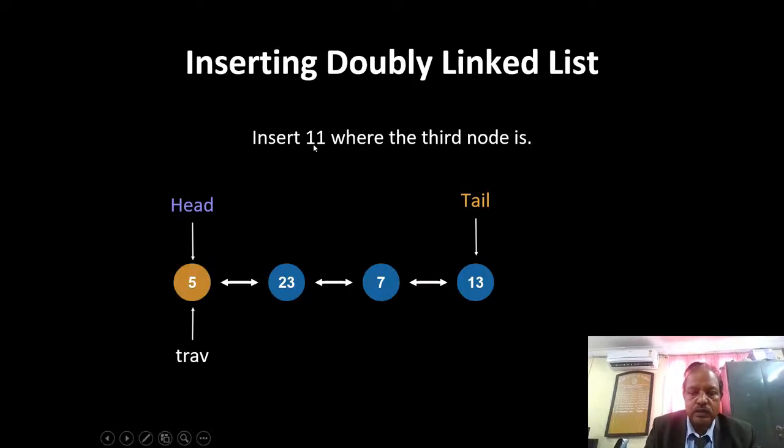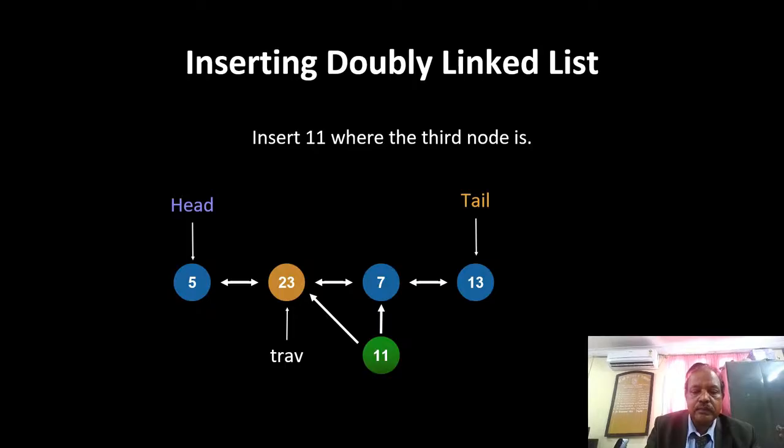How do we go for that one? So this is the first one, traverse first one, second one, third one. Okay. So at the third one, I want to insert 11. I put the 11 here. Now what I need to do, from 11, I put a pointer to 7. And similarly, from 11, I put a pointer to 23 also. Okay. Then what next do I have to do?